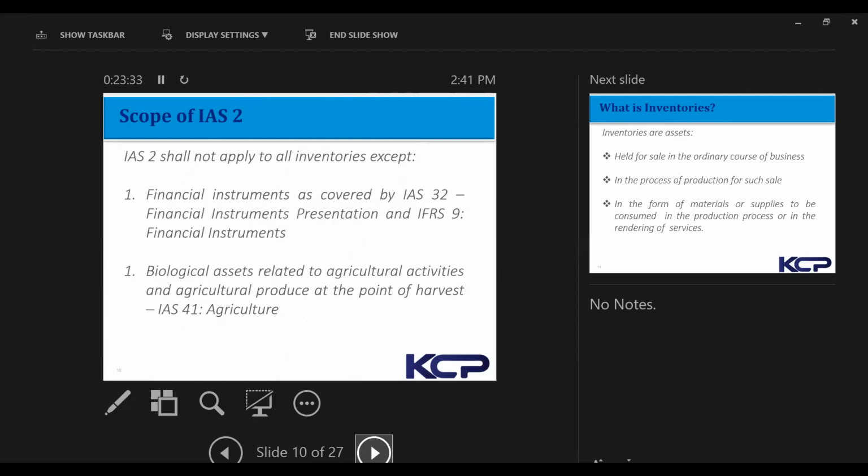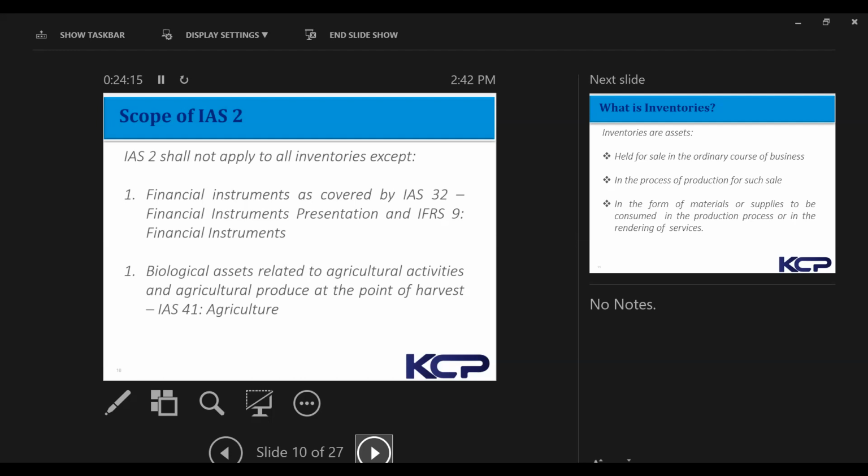Okay, so I haven't covered the history and the objective. Now we are looking at the scope. The scope tells us what are the limits or the coverage of the standard, and what are the things it does not cover. IAS 2 shall not apply to all inventories except financial instruments as covered by IAS 32.